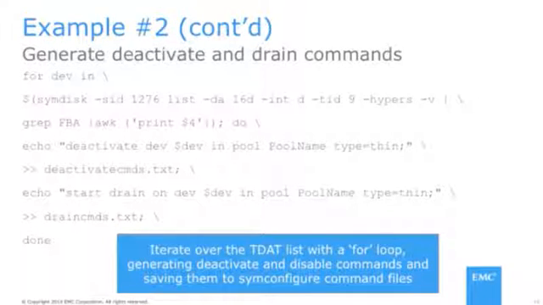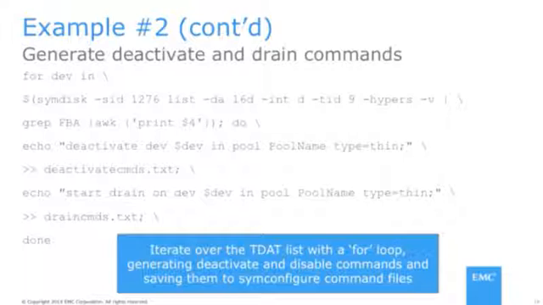We begin our code block up here. And really, there are only 2 commands inside the code block. There are 2 echo commands. The first one echoes the deactivate commands that are necessary for symconfigure to deactivate that particular symdev. And we just redirect that echo into a file called deactivatecommands.txt. And we do the same thing for the drain.